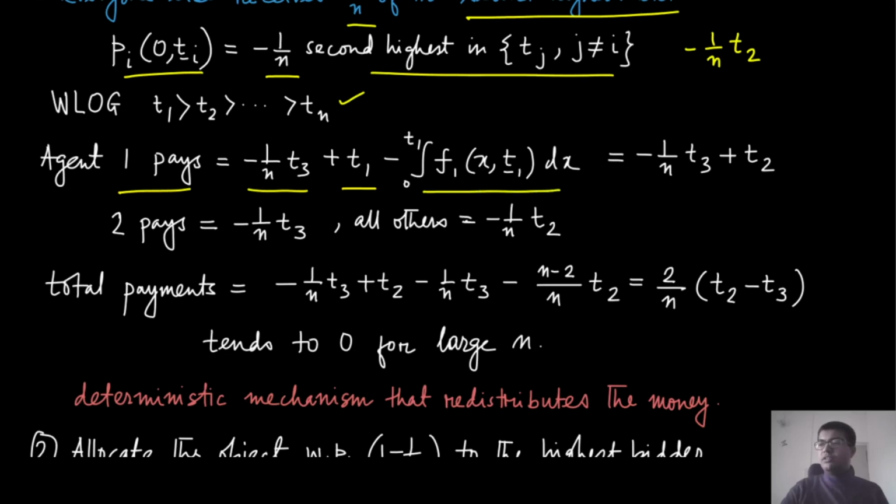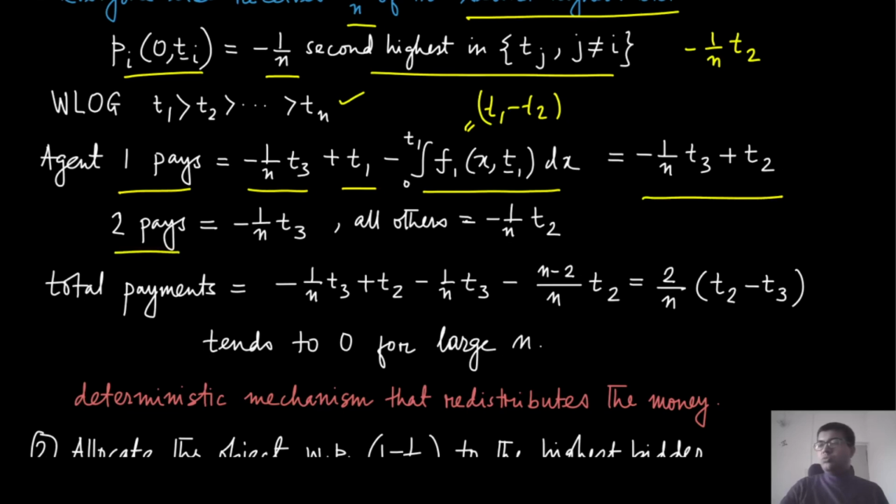You know that between 0 and t2, agent 1 does not get that object. After t2, it is going to get that object. So therefore, this integral will be t1 minus t2. Now that actually cancels out t1, and all that you are left with is this expression.